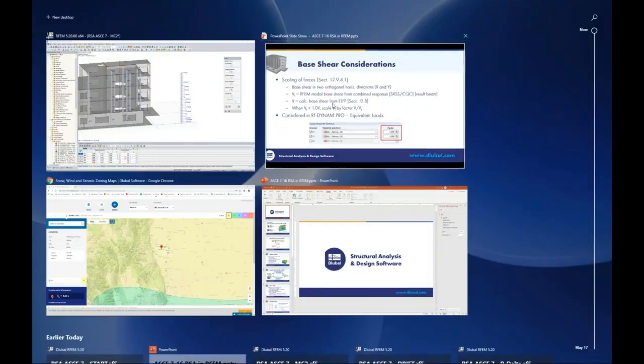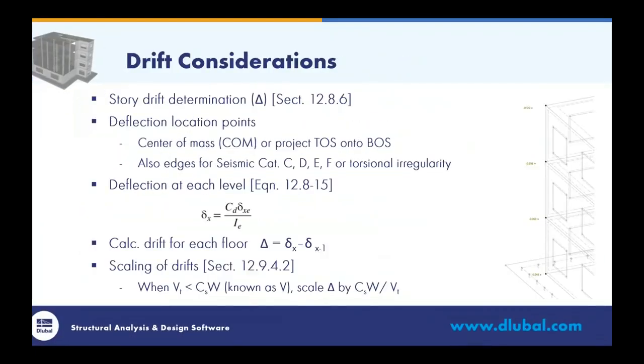The other consideration that we want to discuss is drift. And with story drift determination, this comes from section 12.8.6. And the code tells us that we need to determine some different deflection location points. These are set at the center of mass for each different story. Now, if the center of mass does not coincide at the same location for every level, then we have the ability to project the center of mass at the top of the story down onto the bottom of the story. So that way we have a straight line passing through our entire structure.